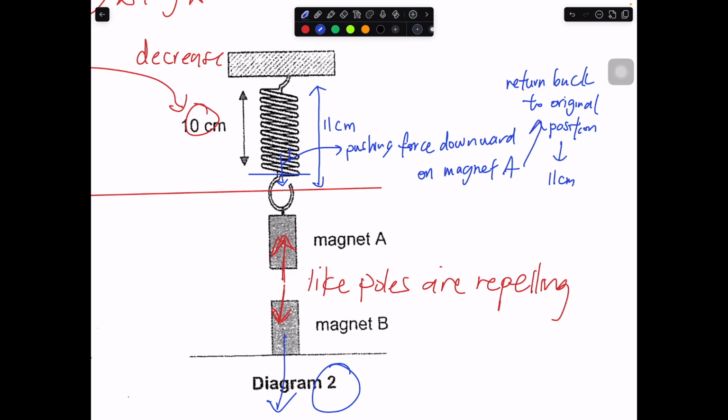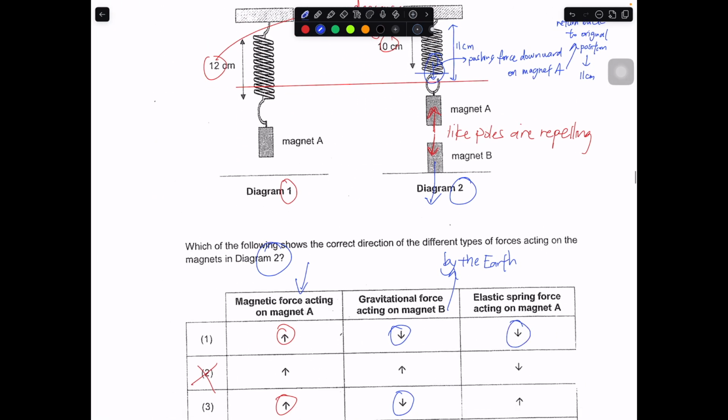So if you want to go from 10 to 11, it should push downward. So in this case, the arrow should be going down. That will be the elastic spring force acting on magnet A by the spring. So in this case, the answer is number 1.